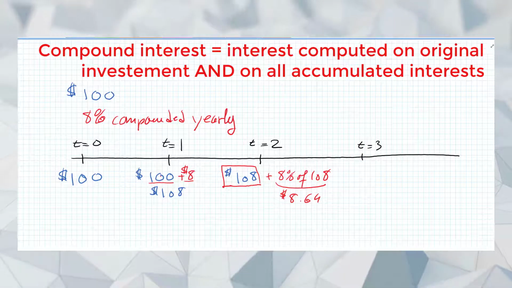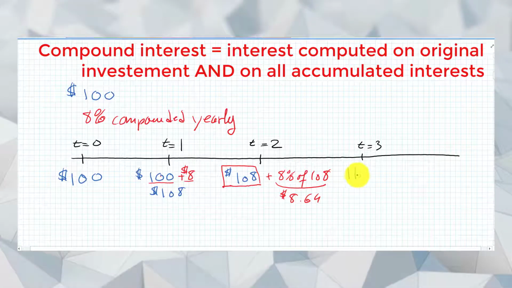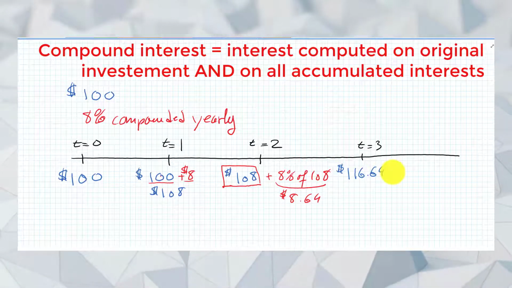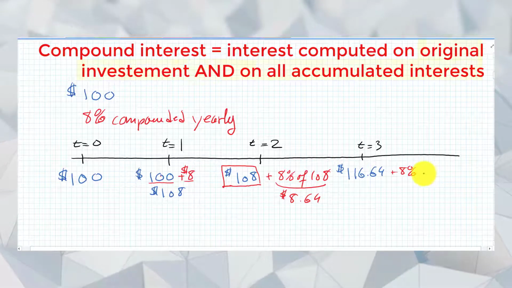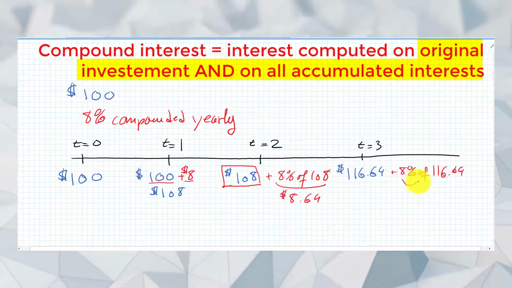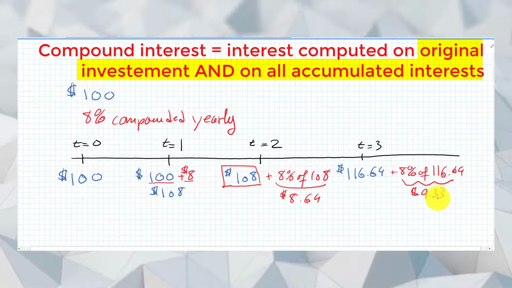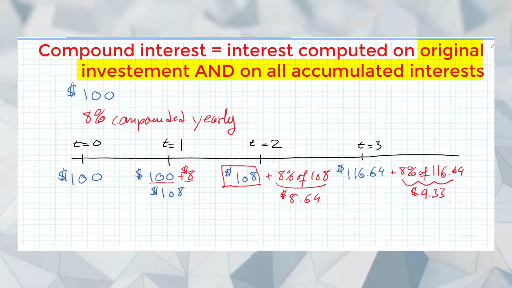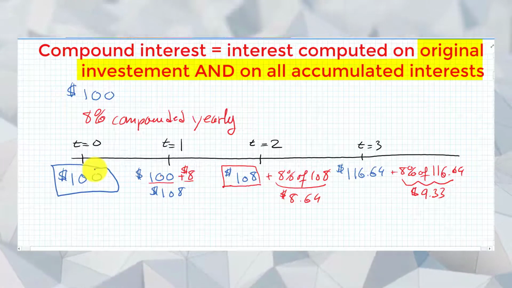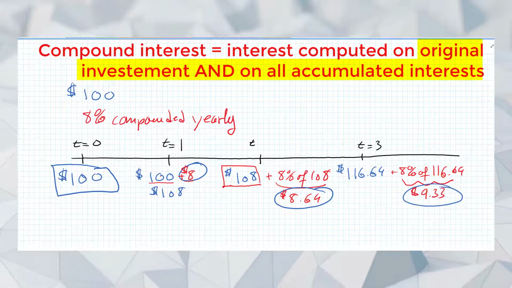Now, what's going on at the end of the third year? Well, you would take the amount that you had in your account at the end of the second year, which is $116.64, and you have to add 8% of this amount, 8% of 116.64, and that is about $9.33. So you see, in the model of compounded interest, you take the interest on the principal every single time, but also interest on all the interest that you have accumulated.